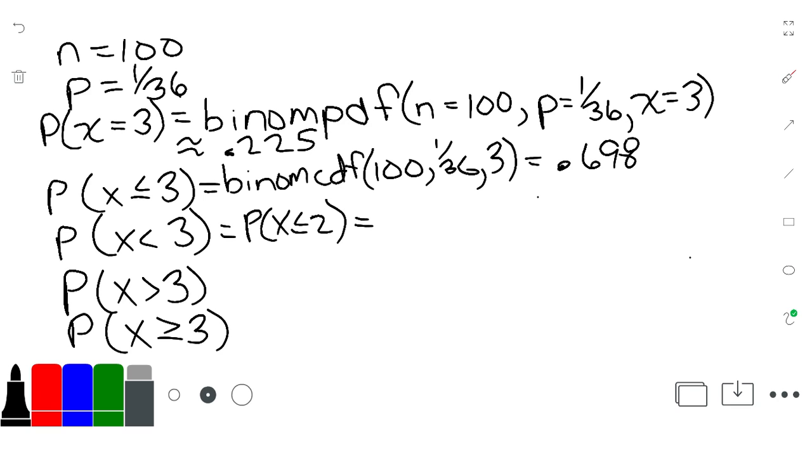It'll be binomial CDF, but this time, instead of going up to 3, we'll only go up to 2. So it'll be 100, 1/36, and 2 instead of 3, because we're not including 3 in this case. All right, so let's see. Well, we kind of know actually what that's going to be. Don't even really need to do the calculation, because we already know what the probability is that x equals 3. We got that right here. So if I were to subtract that off, I'm going to just do that real quick in my head. Then I'll do it on the calculator just to show you.